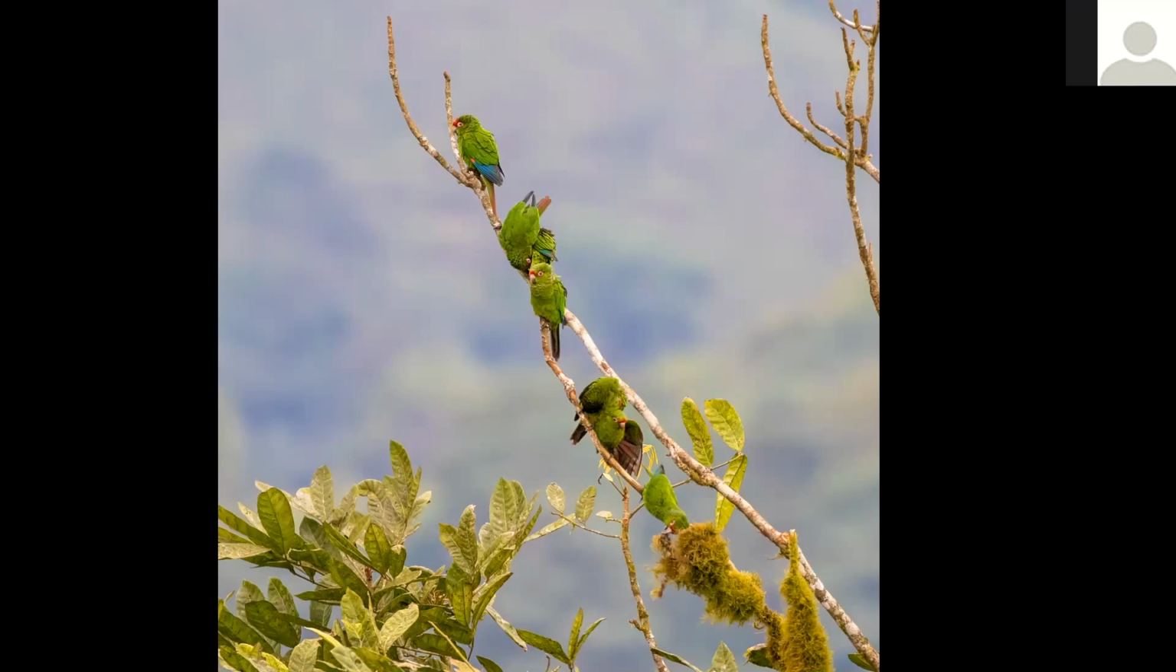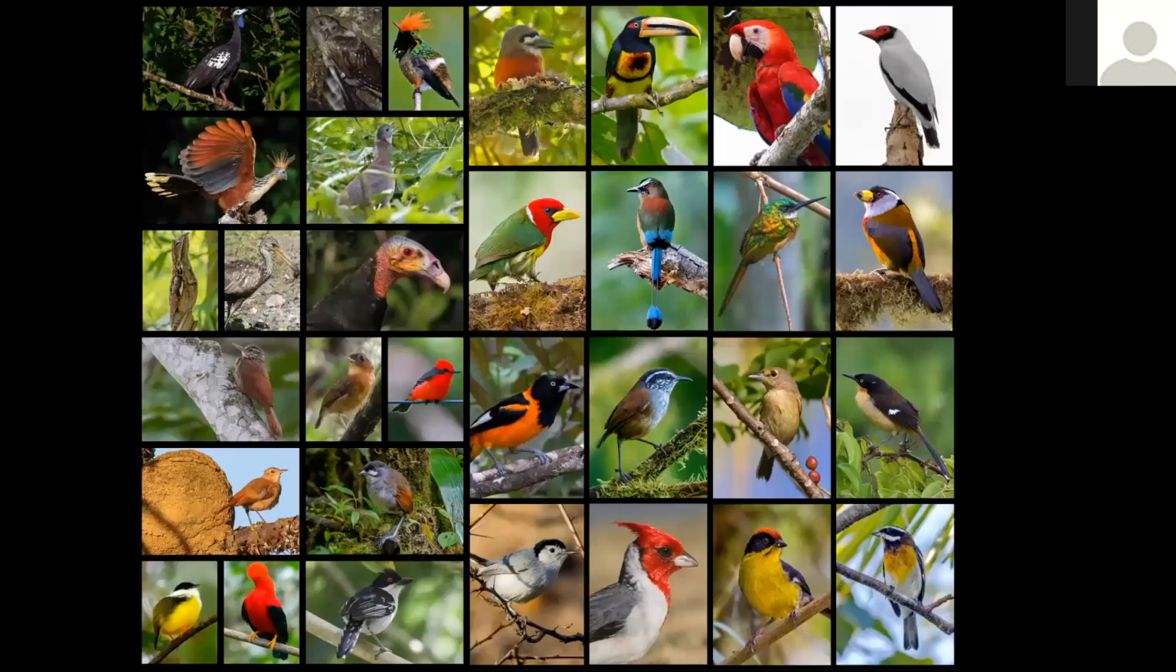There's an endless variety of birds. We barely touched the surface today. We did the non-passerines, like the first half. We haven't even started talking about the passerine birds, which maybe we'll do in the next talk.